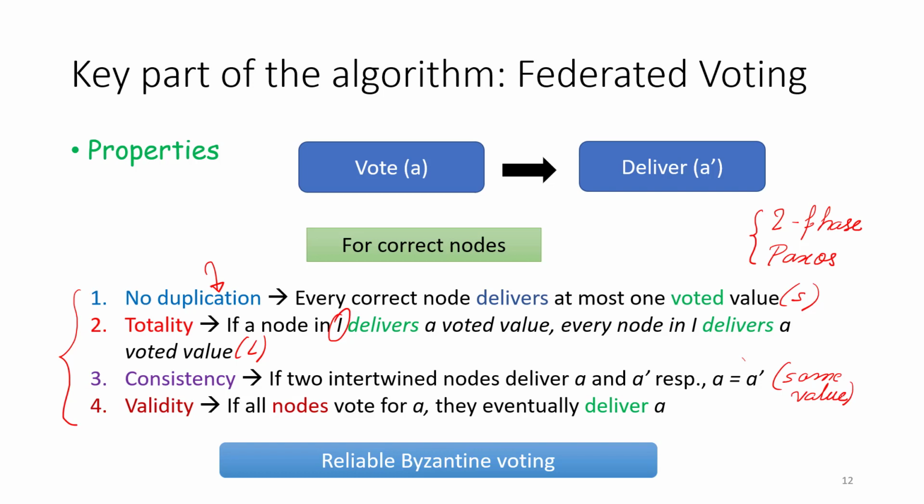So this is just a sophisticated way of saying that all the nodes in an intact set deliver the same value. The way that it is written, because I've paraphrased what is there in the paper, is that if two intertwined nodes deliver A and A dash, then A is equal to A dash. Which basically means that once a node delivers, everybody delivers, and everybody delivers the same value. That would be the sum total of 2 and 3. So this is what you would like your federated voting algorithm to ultimately satisfy.